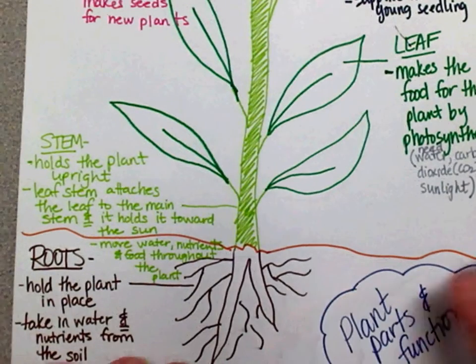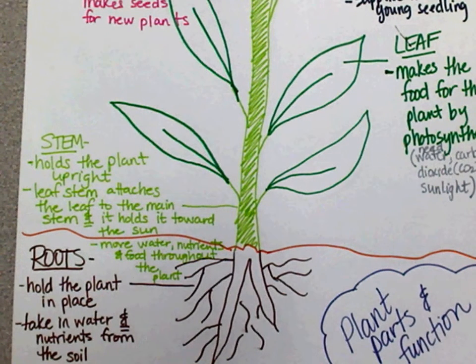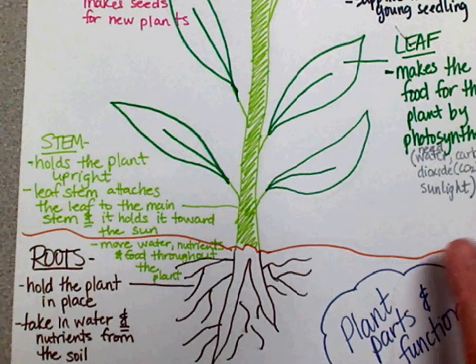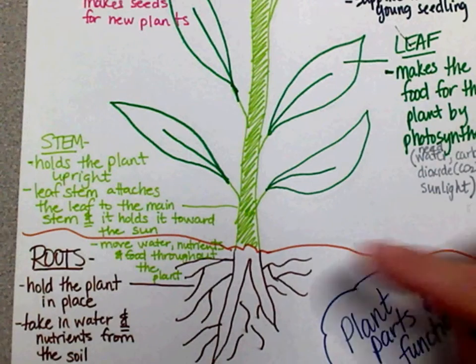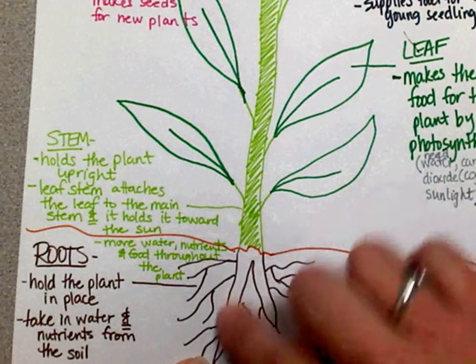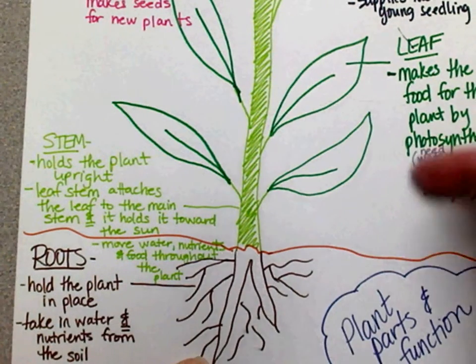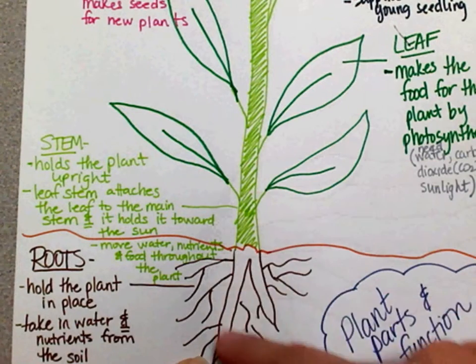So then we have the stem, which is what holds the plant upright, and it also has the leaves attached. The leaf stem is what attaches to the main stem, and it holds it toward the sun. You know, those leaves want to go up and up and up, right? Okay. Then the stem also is going to move that water up and down and into this flower, into these roots, into this leaf. Okay, because these leaves are making this food, right? This food's got to get down here to these roots, right? Very good.